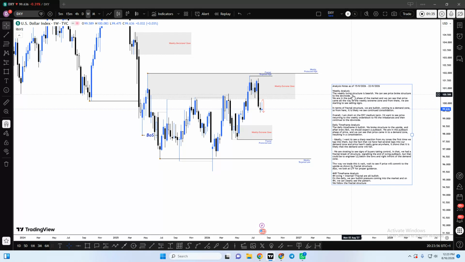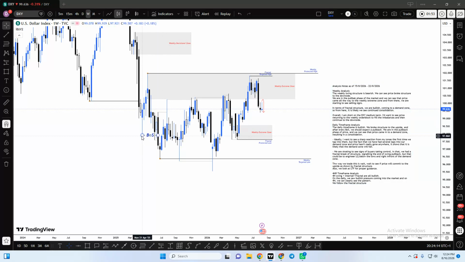So weekly analysis, the weekly swing structure is bearish. We can see that price broke structure to the downside. We are in a pullback phase of the market, and we can see that price came all the way to the weekly extreme zone, and from there we are starting to see the selling signs.